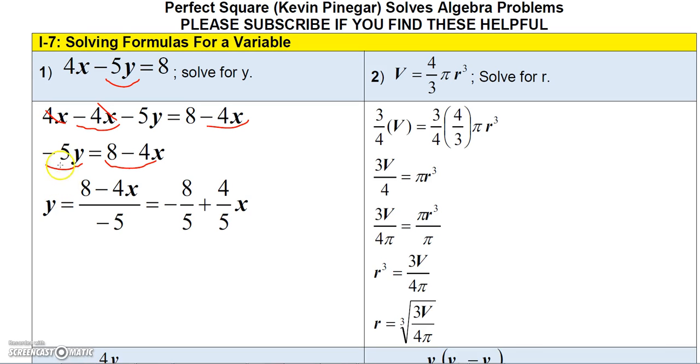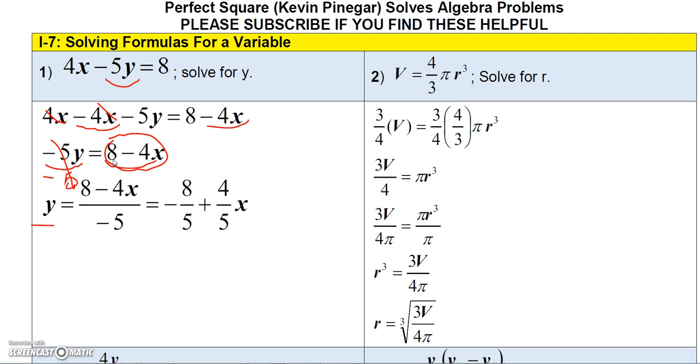Now then, to isolate the y, I need to divide each term by -5. So notice here, if you divide this by -5, then the -5's cancel and you just get y on the left. Now I actually showed you two ways you could write this. You could divide the whole expression here, 8 minus 4x, by -5, but actually it's probably better if you just divide each term by -5. So let's see what we get if we do that.